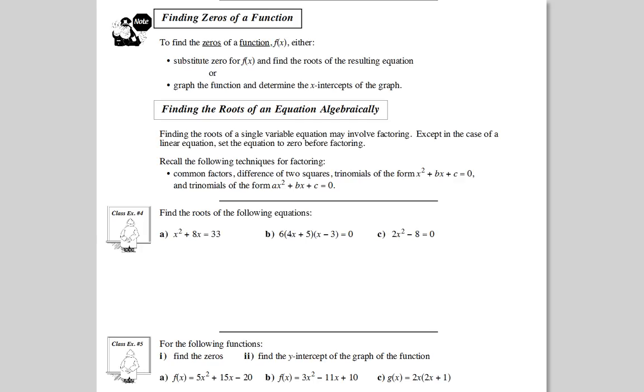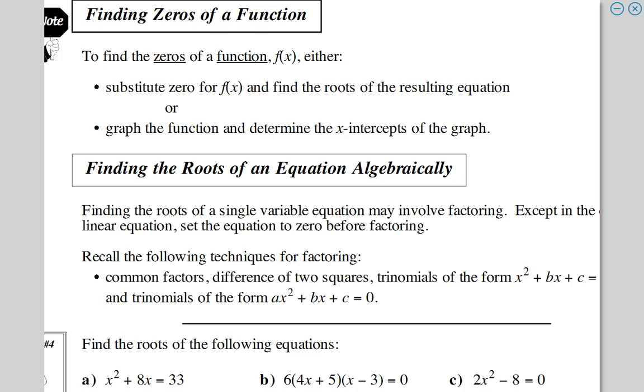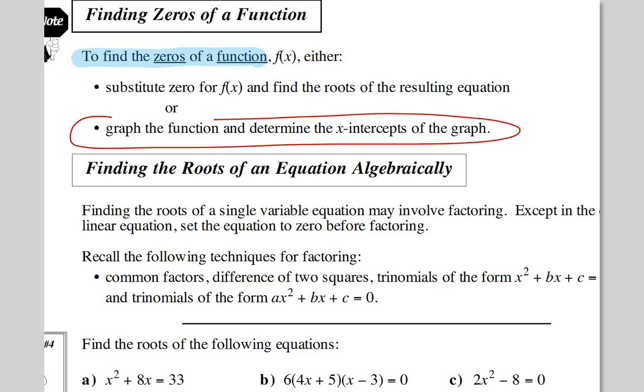Okay, back to the math. To find the zeros of a function, either method works, and don't even say either, because one of them is cheating. Just kidding. It's there in case you need it. This one in red, it's there to help you. It's there as an aid.